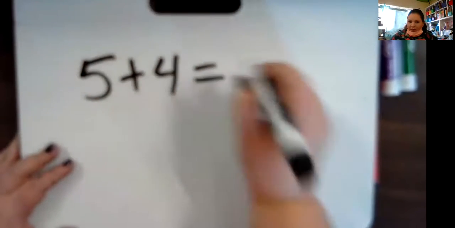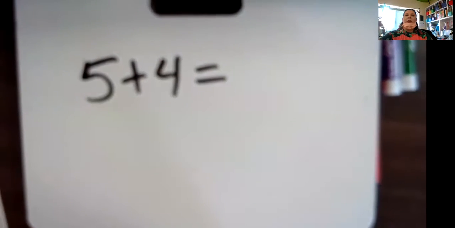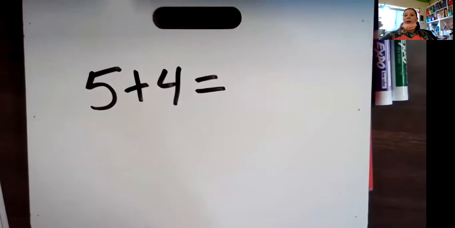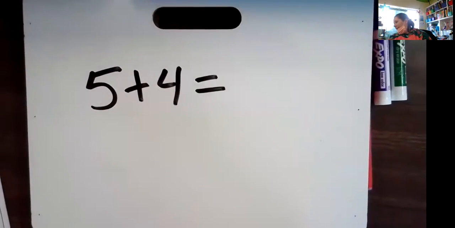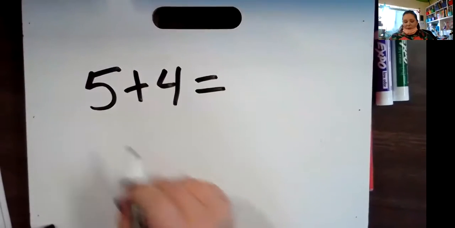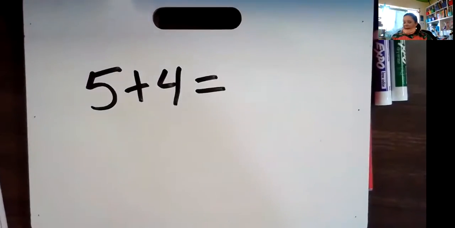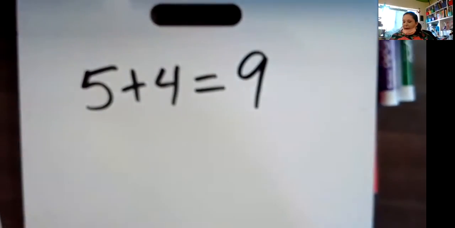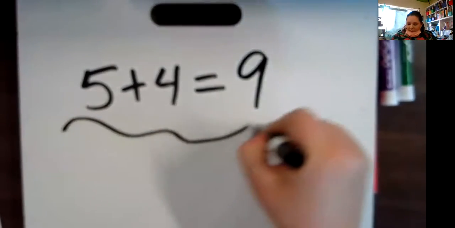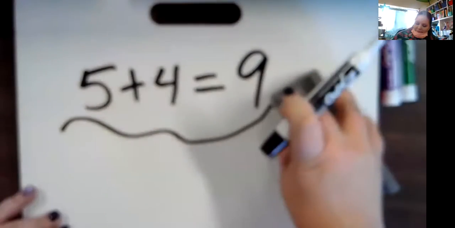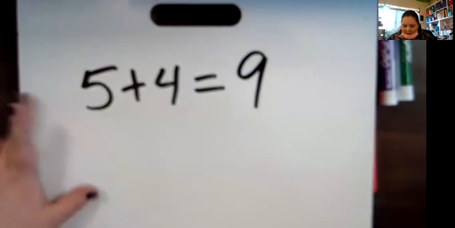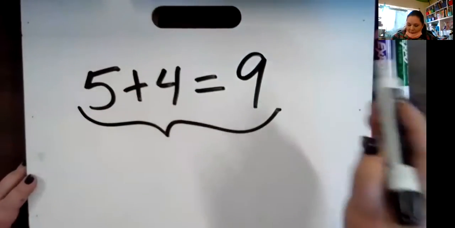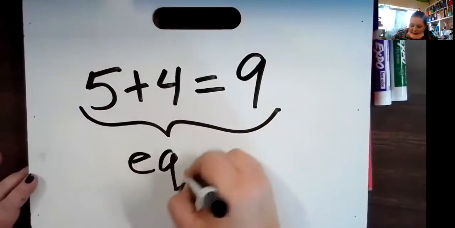So if I have an equation, what is 5 plus 4? 9. It is 9. That is correct. Now, what is this called? Equation. It is an equation. This is an equation.